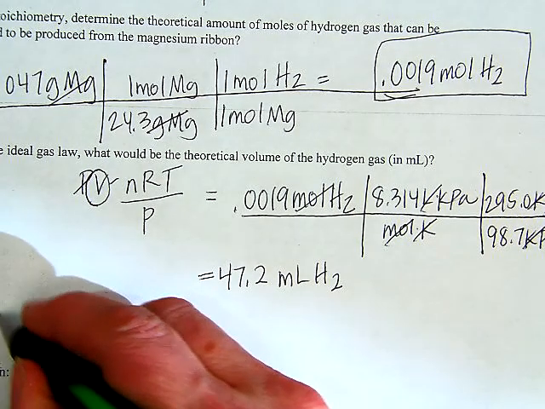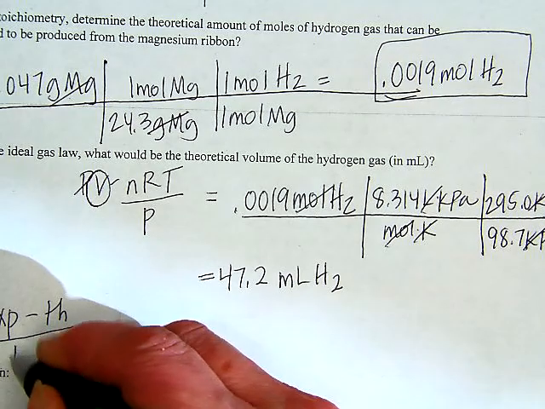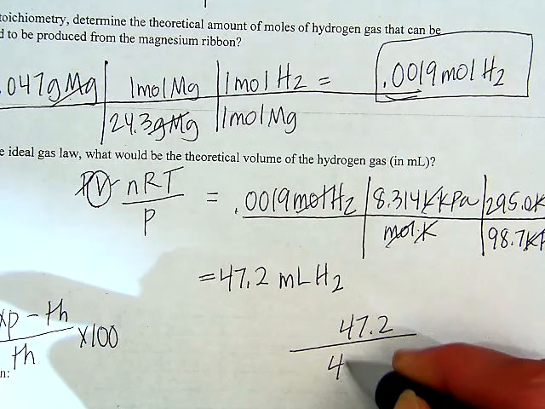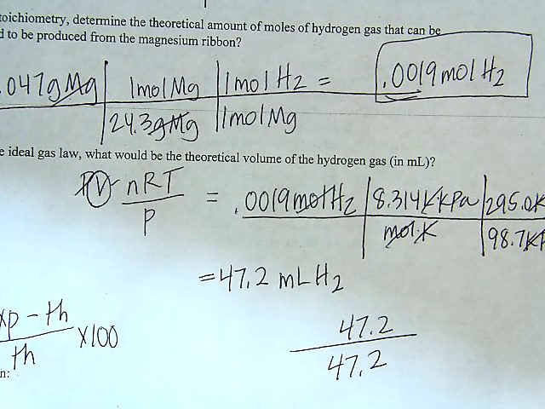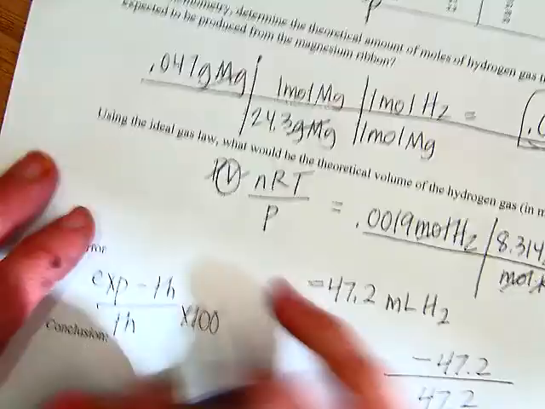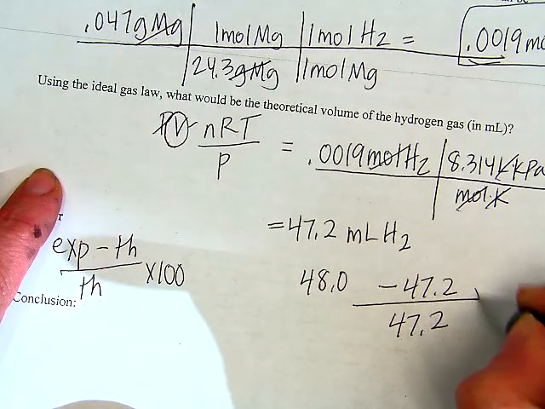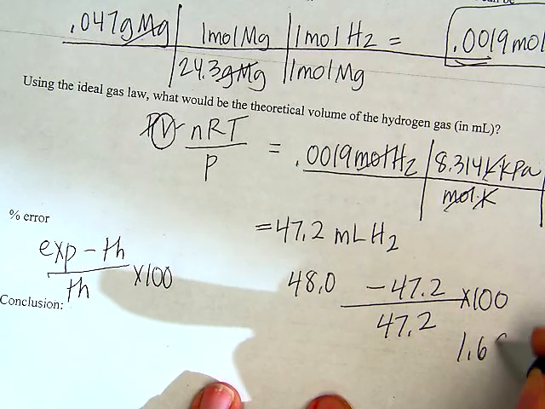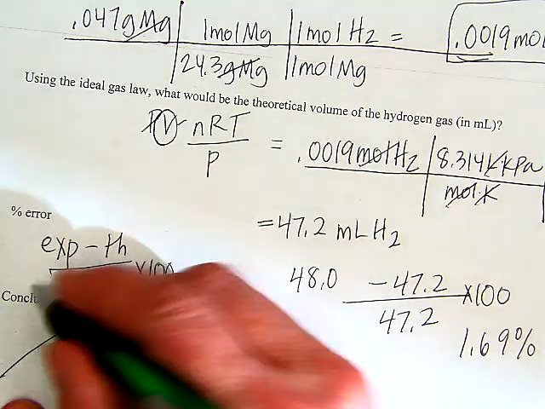So percent error is what I got in my experiment minus what I should have got, divided by what I should have got. According to theory, I'm supposed to get 47.2. I'm going to flip it over and find out what I actually got according to my lab: 48.0. And now I can determine my percent error. 48 minus 47.2, enter, divided by 47.2, times 100. I got a 1.69% error. That's awesome. So, no conclusion.